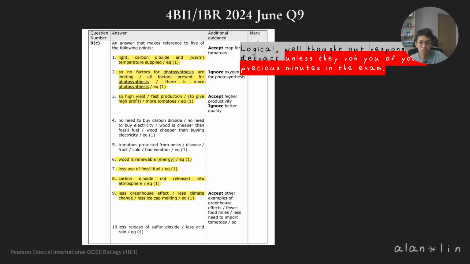Time management is very important, and because you're going to be planning, your writing needs to be fast as well to be able to catch up with the time limit of the exam.